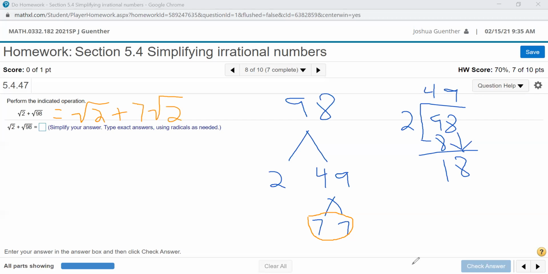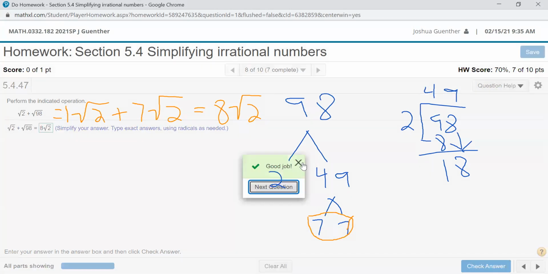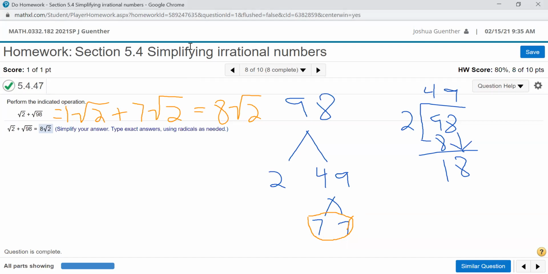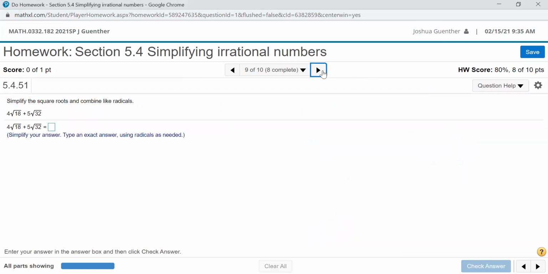You take out a single representative. You still have a 2 left over inside. And then you have essentially 1 square root of 2, because there's not a 1 written, it's implied, plus 7 square roots of 2, you end up with 8 square roots of 2. So they're trying to get you to simplify by making certain connections like that.